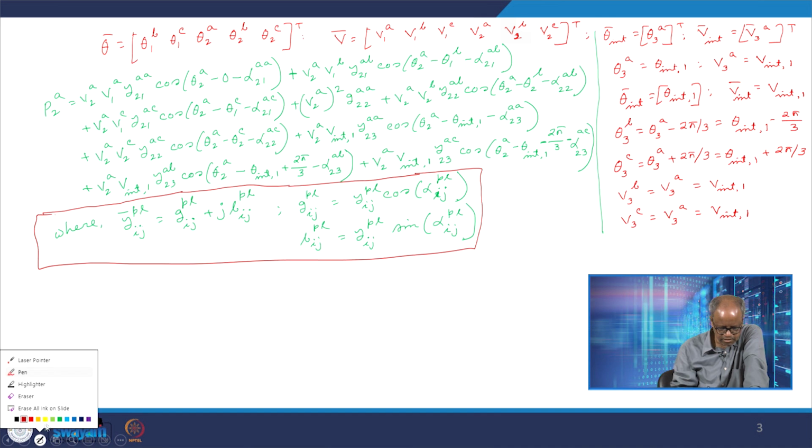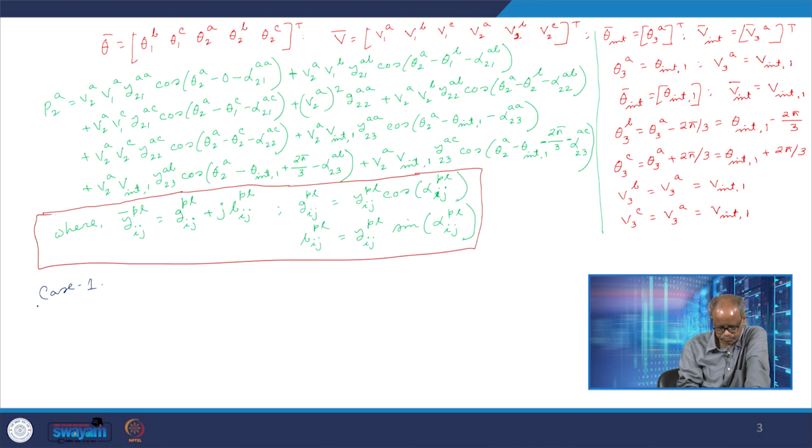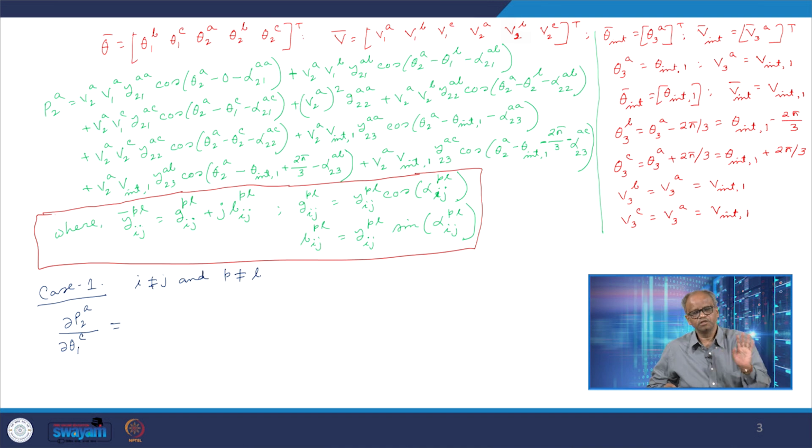Now, let us say I have got 4 cases. So, case 1 is that i is not equal to j and p is not equal to L. So, let us say that I want to find out del P2A by del theta 1C, where i is not equal to j and p is not equal to L, right. Now, let us see del P2A by del theta 1C, how many terms have theta 1C? Only one, this one only, and no other term will have theta 1C.